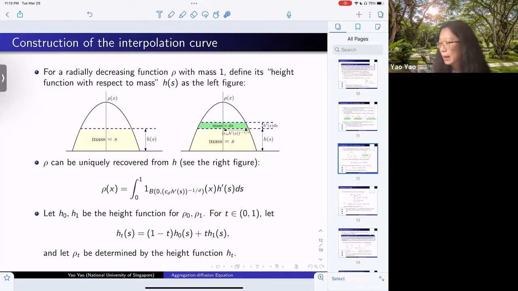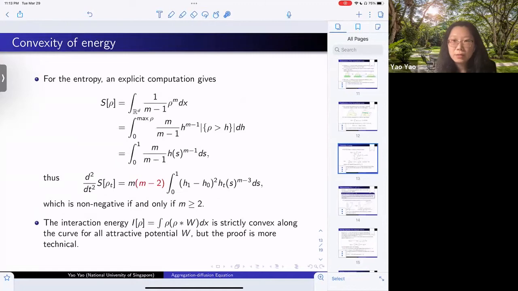And finally, it remains to show that the energy is really convex under this new interpolation. And we need to work with two parts. One is the entropy part, which is this integral of rho to the power m. The other one is the non-local interaction energy. The entropy part has a very short proof. For the entropy, one can explicitly rewrite this functional as a functional of the height function.